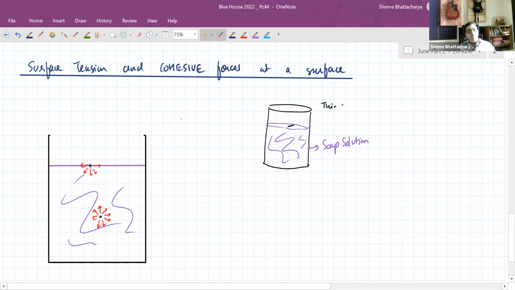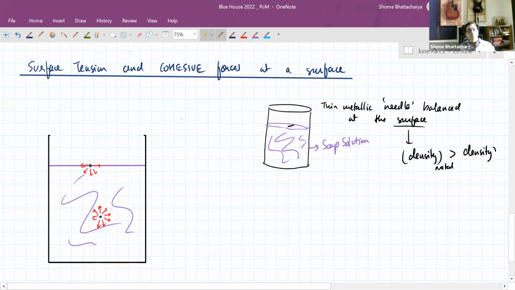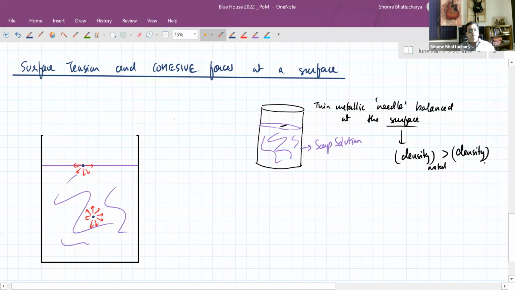So a thin metallic needle balanced at the surface. So how is its weight balanced, even though the density of the metal is definitely more than the density of the solution? So it cannot be floating, but yet we observe this. If you put the metallic needle inside the volume of the liquid, you'll see it definitely sinks. But if you place it gently enough at the surface, you're able to keep it in a balanced position.